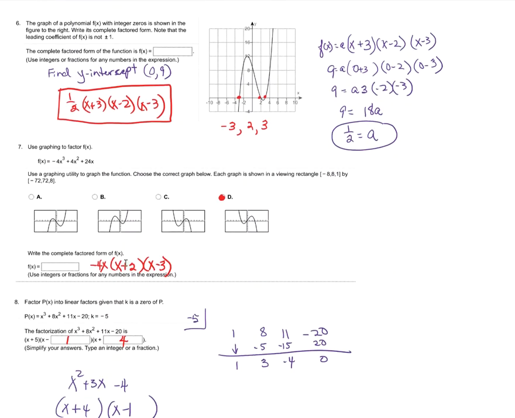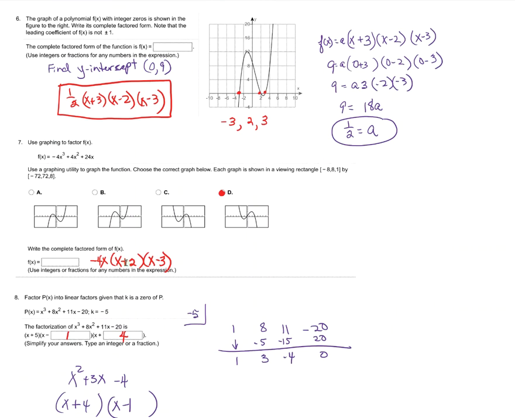All right. Number 7, use a graphing utility to graph the function and choose the correct graph. And it says the viewing rectangle is -8, 8, 1. Now, when they're saying that, remember that this is your x min, comma, x max with a scale, this is your scale, of 1. And then over here for your y, it's your y min, y max.